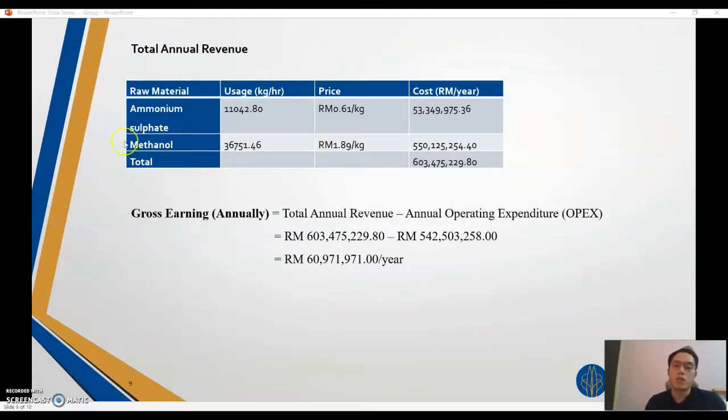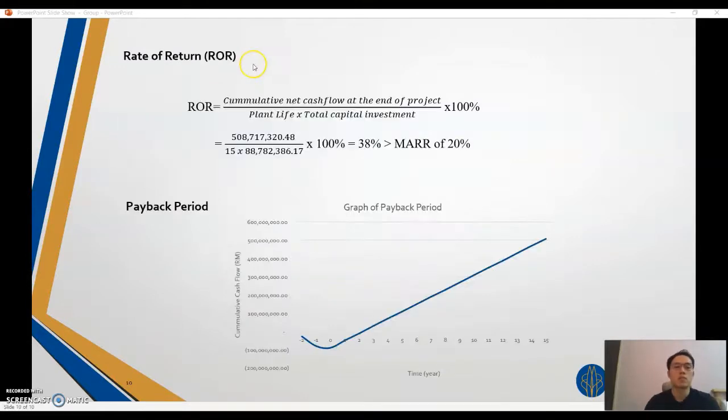So previously we discussed the expenditure. Now we'll talk about the revenue that could be generated by selling our byproducts, which are methanol and ammonium sulfate. The total revenue that we could achieve is 603 million per year, and we can calculate the gross earning or net profit by subtracting the OPEX from the total annual revenue, and we'll get 60 million per year.